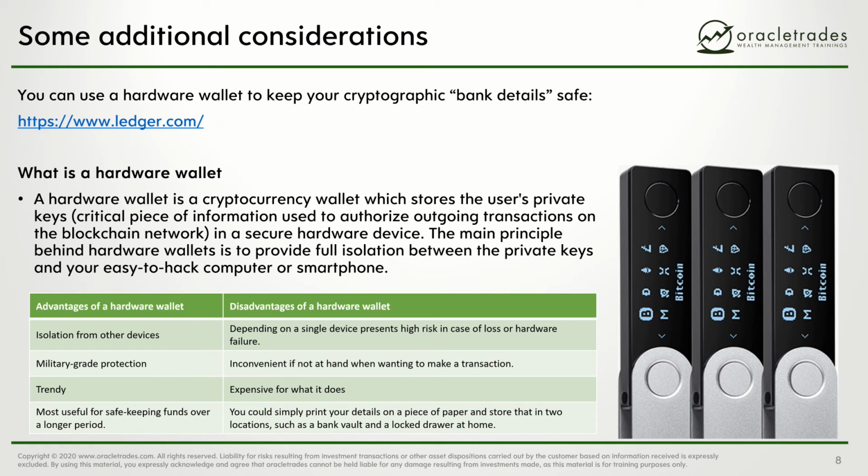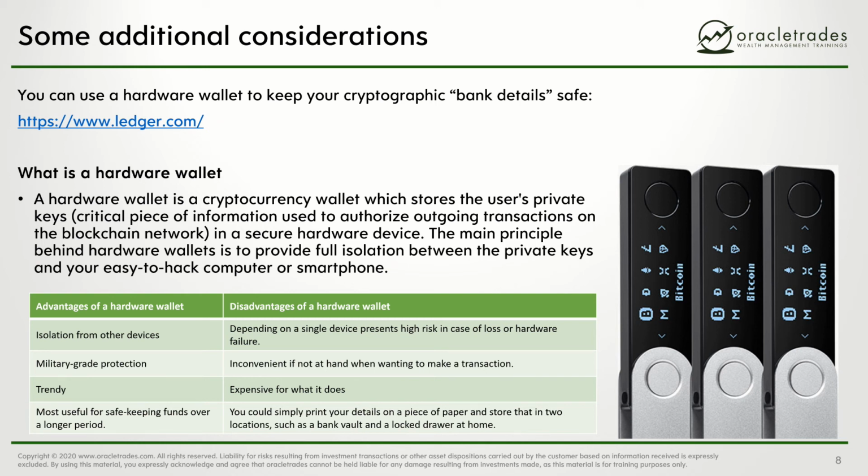Additional considerations: you can use a hardware wallet to keep your cryptographic keys safe. Ledger.com is one of the most popular. These are also referred to as hardware wallets. And while they don't exactly allow you to trade and work with Binance, they store your private keys, which are used to authorize transactions on the blockchain network. For example, if you buy and sell Bitcoin. And this is done through a secure hardware device. The main principle, as Ledger says on their website, is that it provides a full isolation between your private keys and your easy-to-hack computer or smartphone.